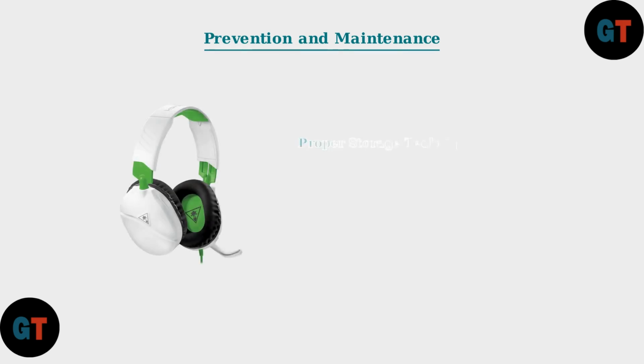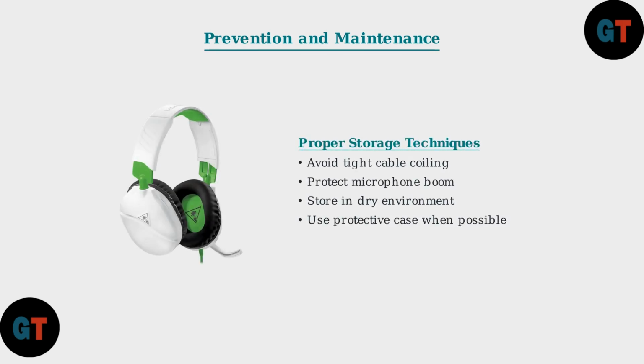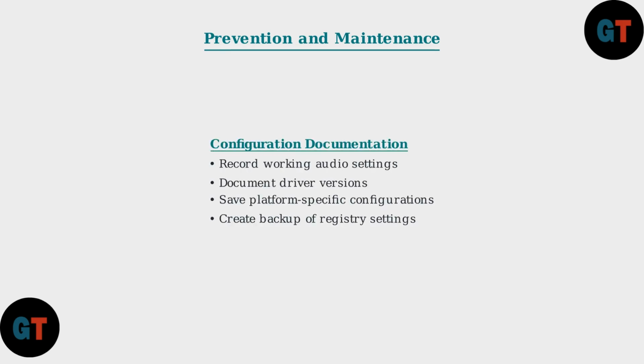Proper storage techniques are vital for preventing physical damage to the headset. Avoid tightly coiling cables, which can cause internal wire breakage, and never place excessive pressure on the microphone boom, as this is a common failure point. Documentation of working configurations enables quick restoration when problems occur. Record successful settings for different platforms and applications, including specific driver versions and audio configurations that function properly.